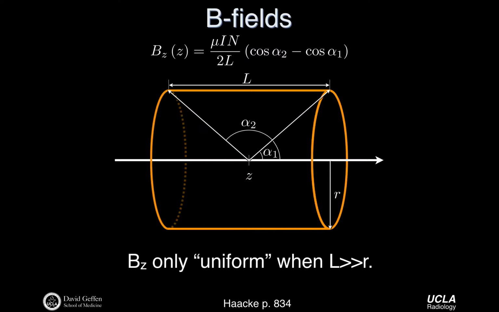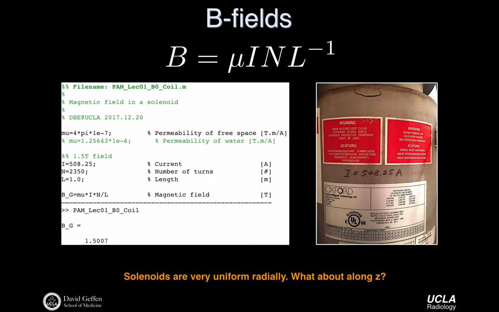Go back just really quickly. So at the bottom of the previous slide, solenoids are very uniform radially, right? If you think about the magnetic field inside the solenoid, we have the z-axis, and then we could say we have an x and a y-axis. Along x and along y, the magnetic field is quite uniform. It really is, say, 1.5 Tesla. But it falls off as you go along the z-axis.